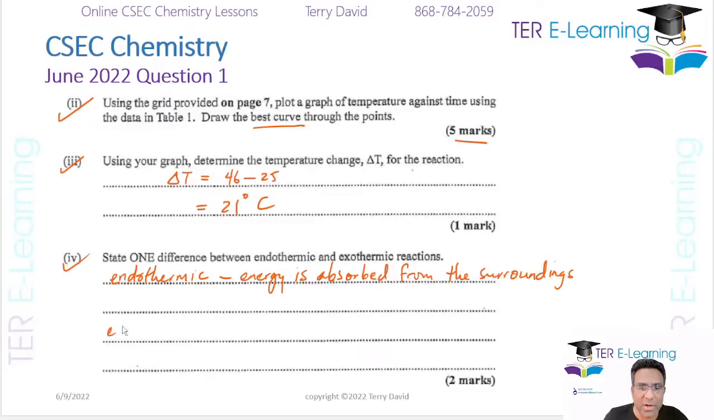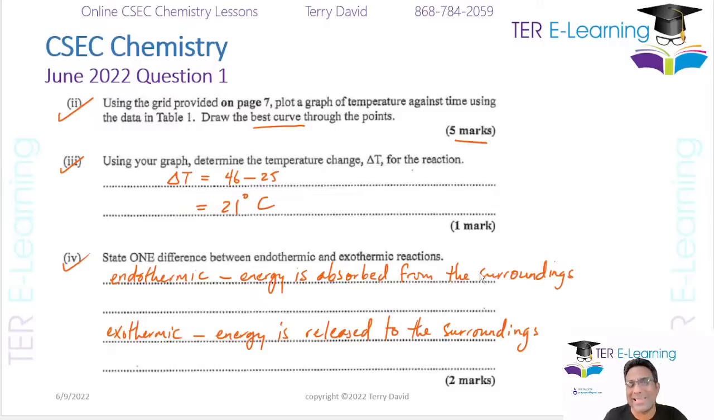In the case of an exothermic reaction, energy is released to the surroundings. So that is one difference that we could say. There are two other possibilities. In the case of an endothermic reaction, there's a decrease in temperature.